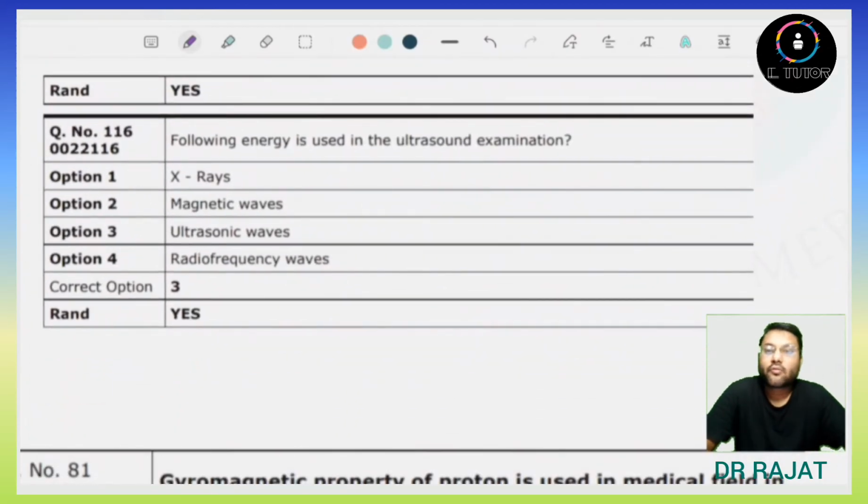Next question. Which of the following energies is used in the ultrasonic examination? So the name suggests that ultrasound will use ultrasonic waves. So the answer will be option number 3, ultrasonic waves.